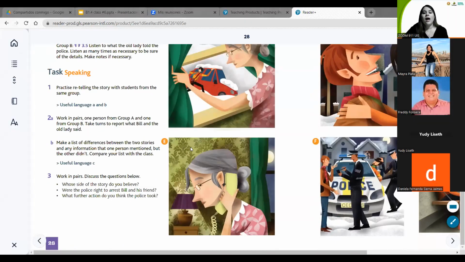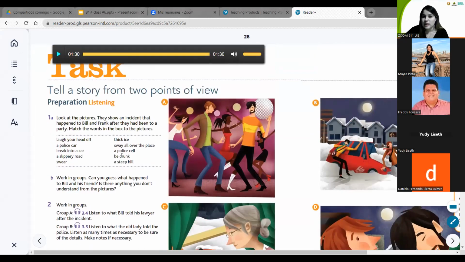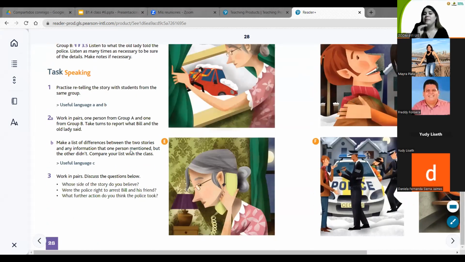So guys, now we're going to finish with one activity in which you are going to work in groups, and you're going to discuss the following questions. Whose side of the story do you believe? Now that we were talking about both sides of the story, were the police right to arrest Bill and his friend? And what further action do you think the police took? Like, what do you think happens after they were at the police cell? Police cell means celda, right? So what do you think happens after they were in the police cell? What happened to Bill and Frank?